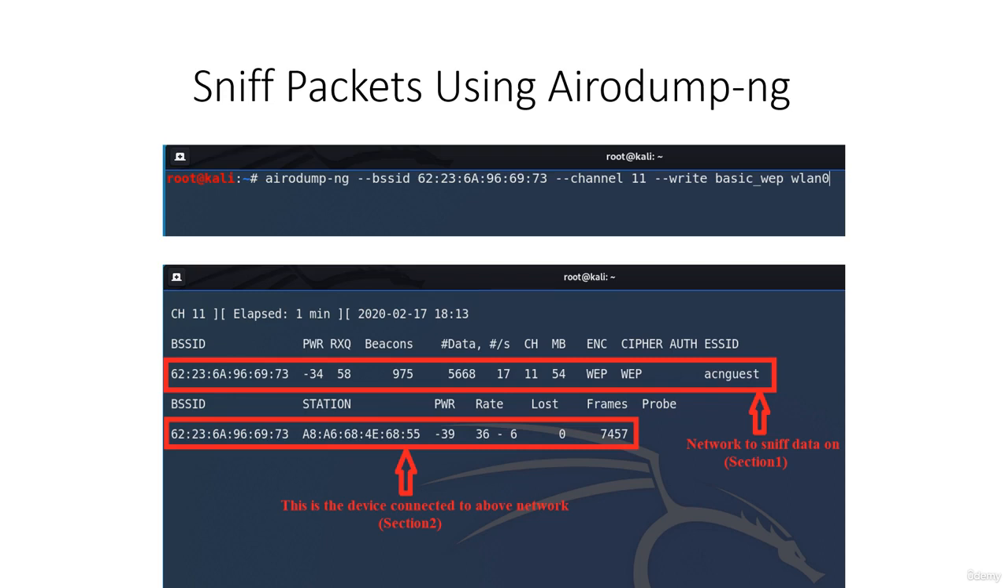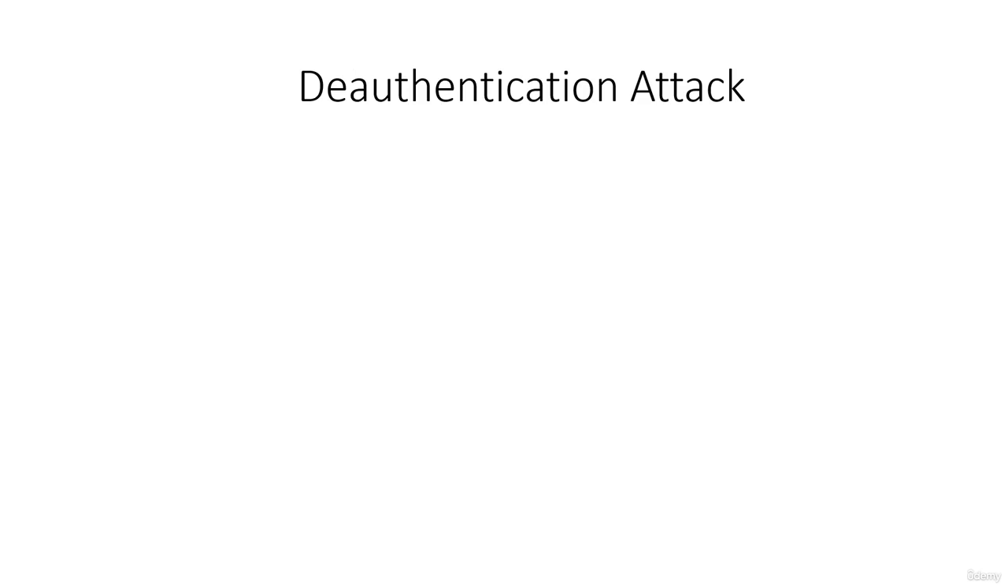So after the sniffing process is done, we will go to our final stage, which is the deauthentication attack. A deauthentication attack is used to disconnect any device from any network. This attack can be used on any encrypted network such as WEP, WPA, WPA2. For this attack to work, you don't need to worry about the network key. Also, there is no need to connect to the network.